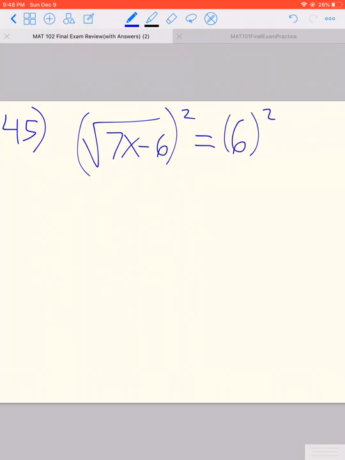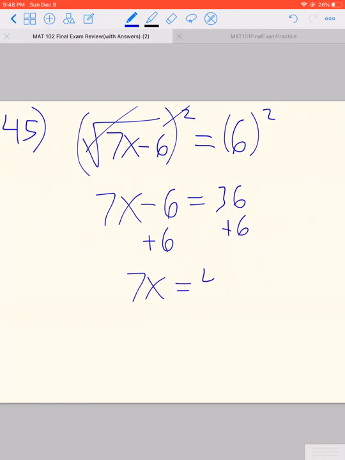The square root and the square cancel, so it would give us 7x minus 6 equal to 6 squared, which is 36. From here we would need to add 6 to both sides. We get 7x equals 42. Divide by 7, divide by 7. We get x equals 6.